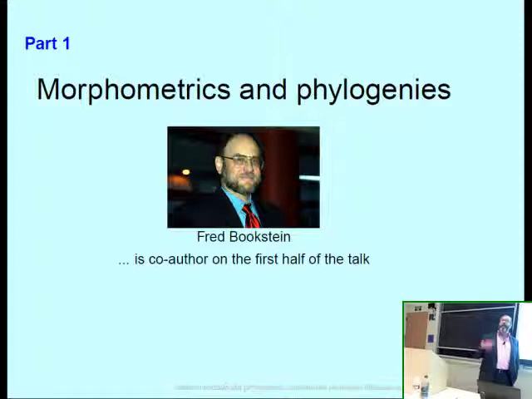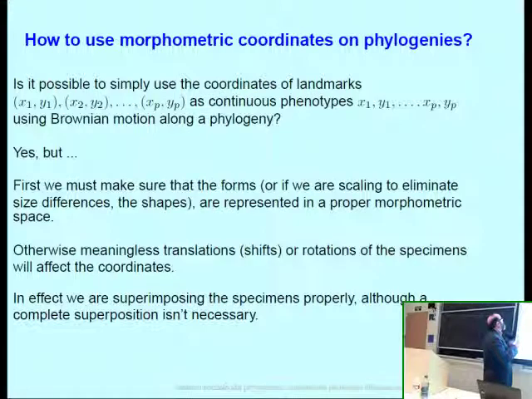And this will be in the context of a covarying Brownian motion model. Well, you can take the landmarks of the form. Let's say it's a two-dimensional form, and it has XY pairs, and has P of them, that are the coordinates of the landmarks going around the form. Can you just take those and put them onto a phylogeny and say, okay, those are going to be our quantitative characters. Let's look at their covariation across the phylogeny. And the real answer is no, you can't.